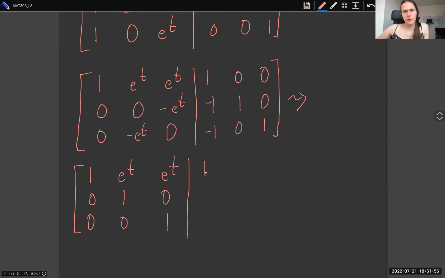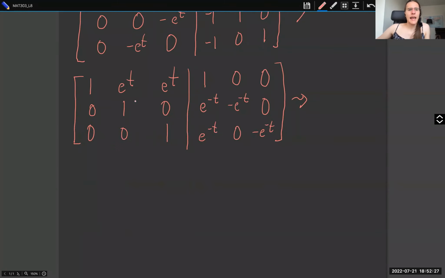I haven't done anything to the first row. I've swapped these two, and what I've done is I multiplied by negative e to the negative t. So this becomes e to the negative t. This becomes negative e to the negative t. This becomes e to the negative t. This becomes negative e to the negative t. Okay, and now I subtract the appropriate multiples from here, and I get the identity matrix on the left.